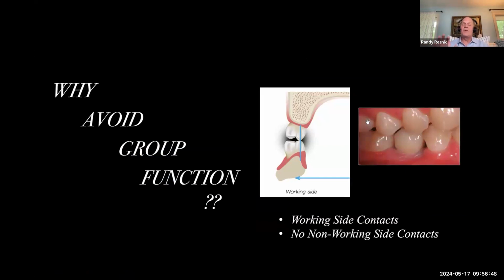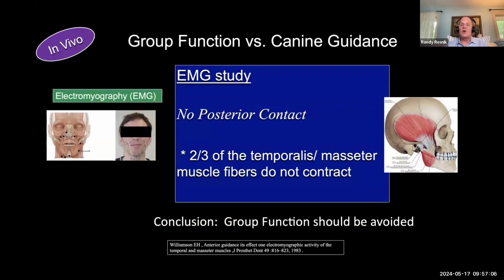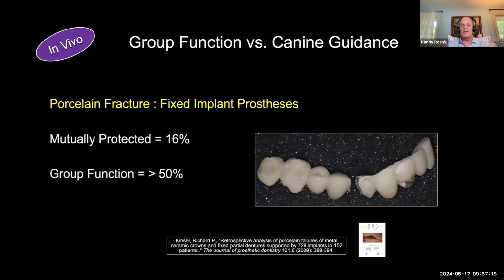Why do we want to try to avoid group function? What does the literature say? First of all, you have to understand the definition of group function. That's where you have working side contacts, no non-working side contacts. Here's a study that looked at group function versus canine guidance: greater muscle activity with group function. Here's an EMG study that showed when you don't have posterior contact, so it would be canine guidance, two-thirds of the temporalis and masseter muscles don't contract. So with group function, you are going to have those muscle fibers contracting. Here's an in vivo study that looked at fixed prosthesis porcelain fracture: mutually protected 16% fracture, group function over 50%. So a good JPD study.